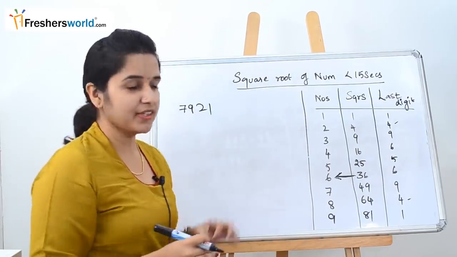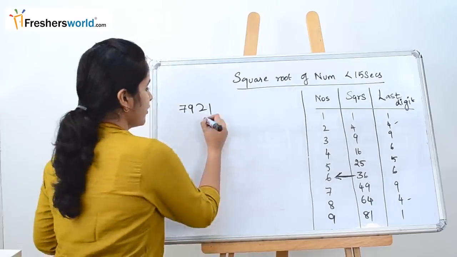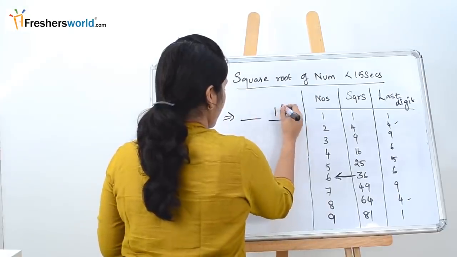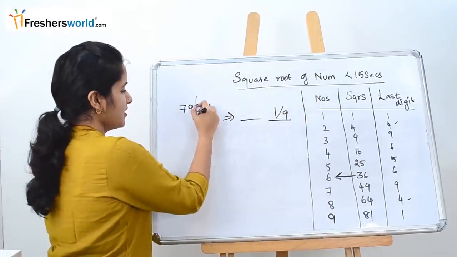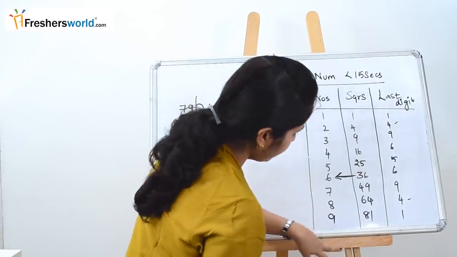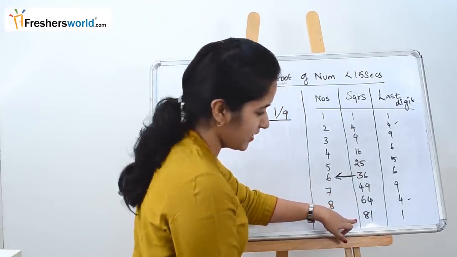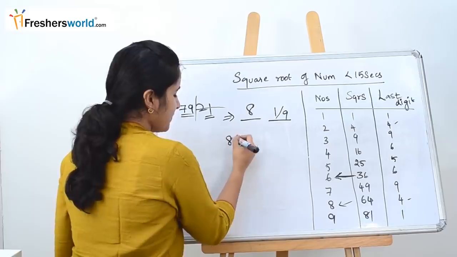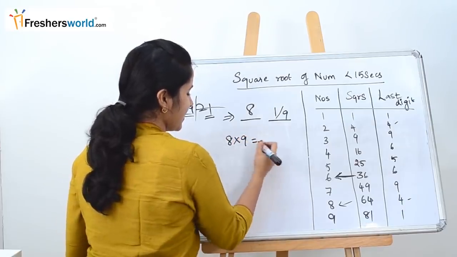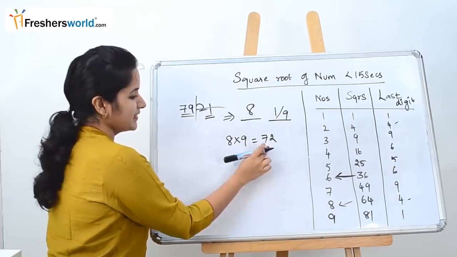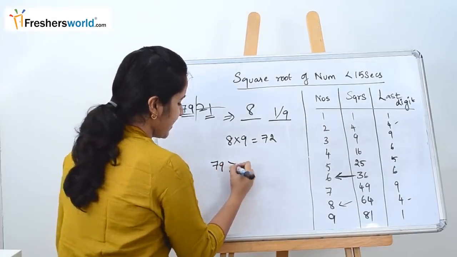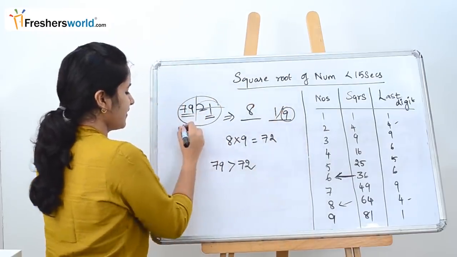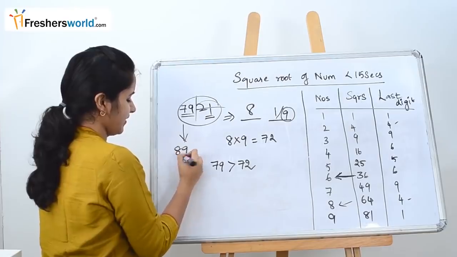So the next question that they have given is 7921. So what are we going to do? We are going to take the last digit. 1 falls between 1 or 9. So it can be 1 or 9. So ignore the last 2 digits. We are going to take 79. 79 falls between 64 and 81. Take the smallest one, which is nothing but 8. So you have taken 8. What do you do next? Multiply it with its next number, which is nothing but 8 9s is 72. So we compare this number and this number. 79 is greater than 72. So we take the larger number. So the square root of 7921 is nothing but 89.